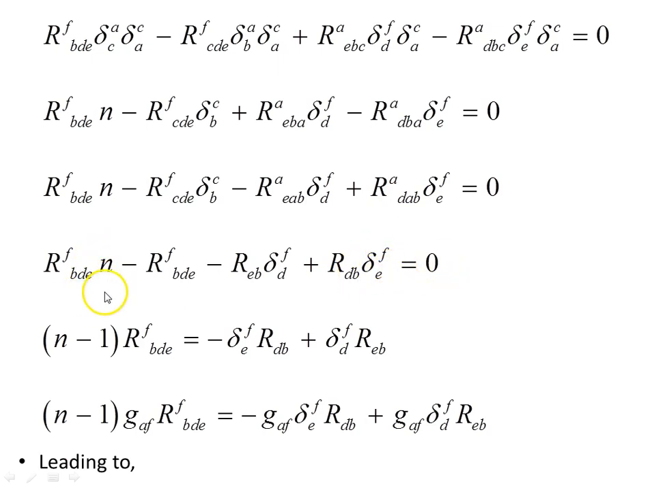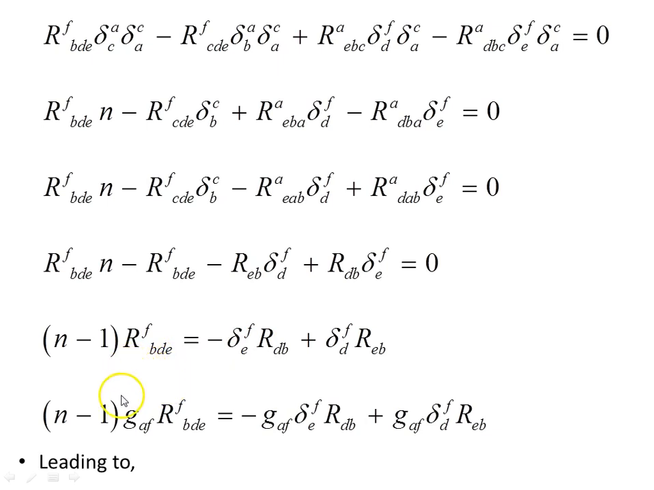Alright, well let's just factorise out here the common factor of the Riemann tensor, R F B D E, take that outside, n minus 1 in parentheses. And then over here we have this bit here. I'm going to take this object over the other side, which becomes plus, and we have delta F D R E B here, and minus Kronecker delta F E R D B.